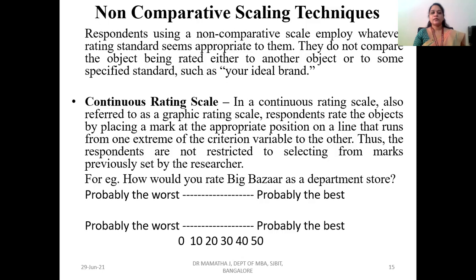Thus the respondents are not restricted to selecting from marks previously set by the researcher. You can see the statement below here: How would you rate Big Bazaar as a departmental store? Probably the worst, probably the best. On the line they'll give the rating from 0 to 50. So they'll mark either 0, 10, 20, 30, 40, or 50. So this is continuous rating.